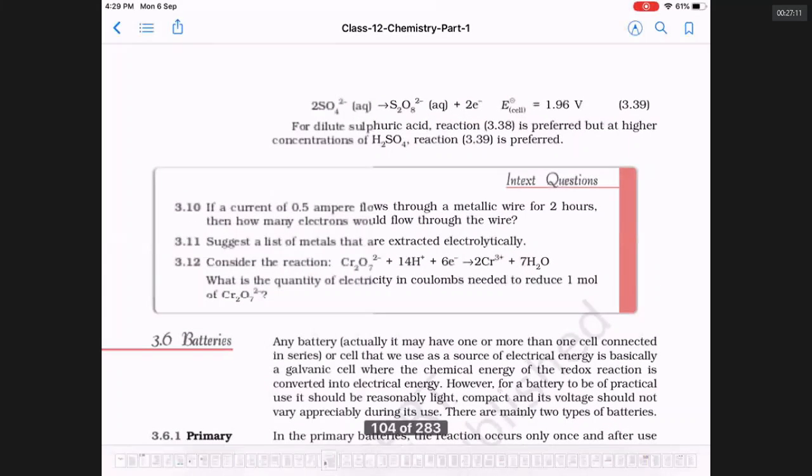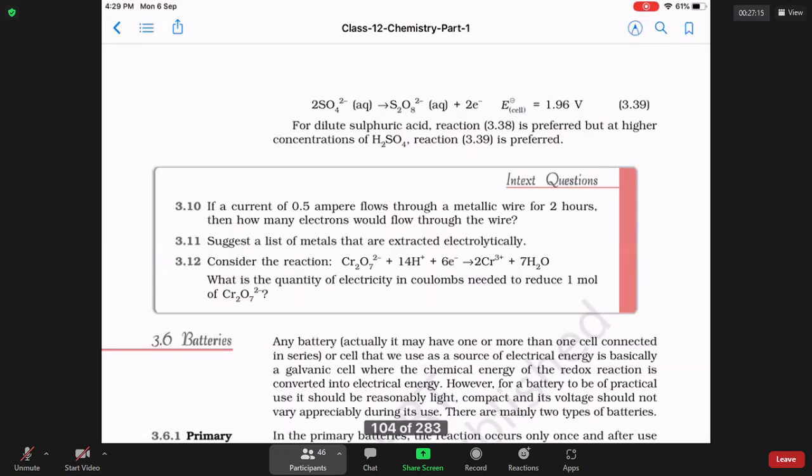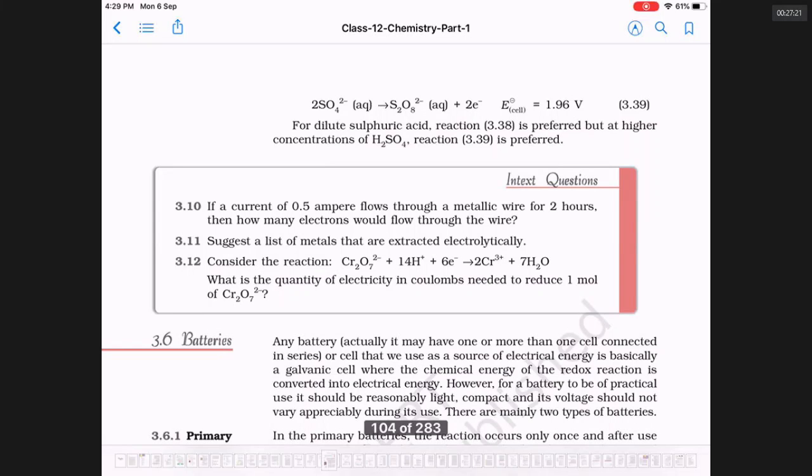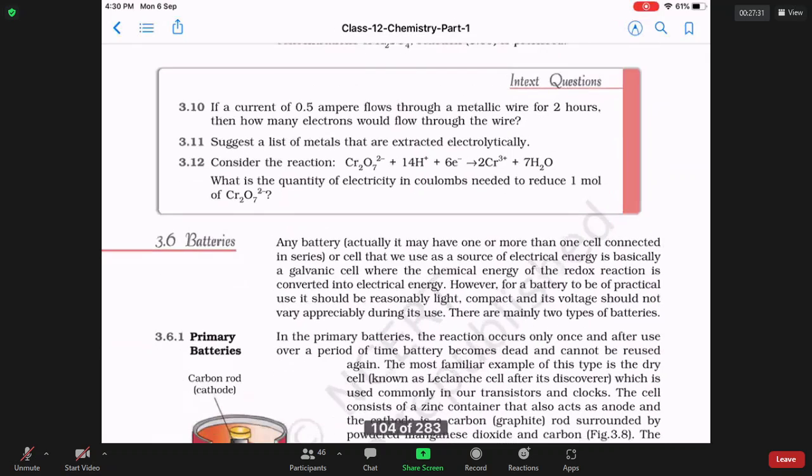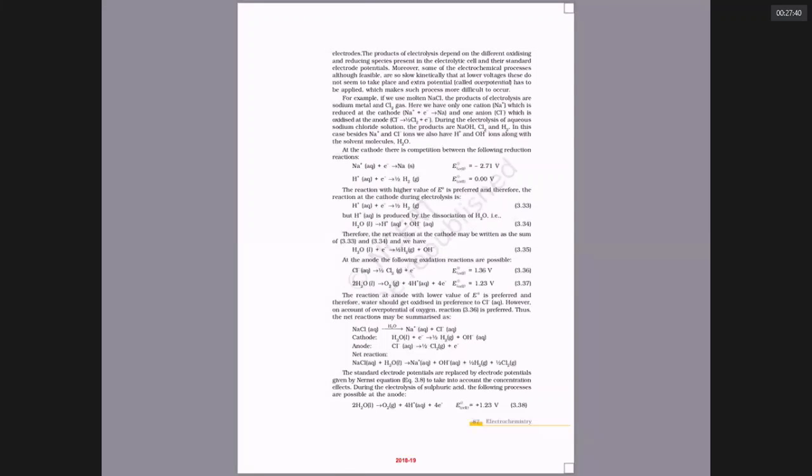And also we discussed the sulfate ion. When the sulfate ion concentration is less, water will undergo oxidation to give oxygen. When the sulfate ion concentration is more, as in concentrated sulfuric acid, you get the sulfate ion undergoing oxidation to give S2O8. So this is a comparison I wanted you to remember. We have seen the Nernst equation. I'm checking where it is. Let me talk a little about the Nernst equation.